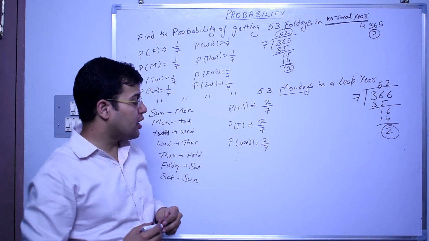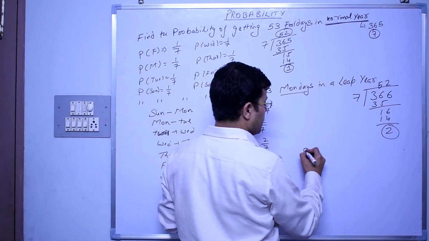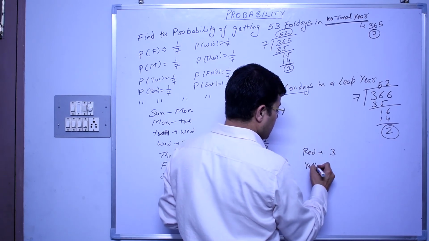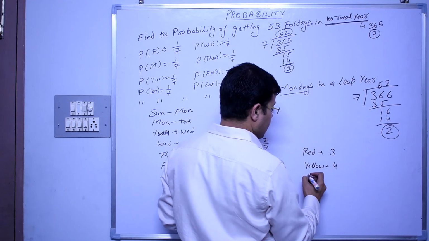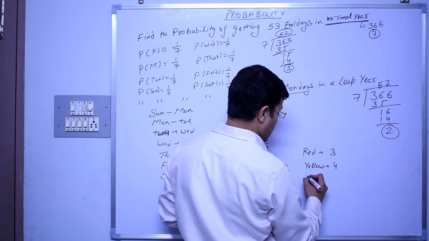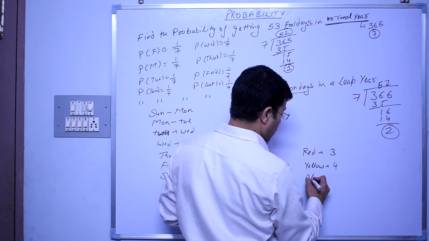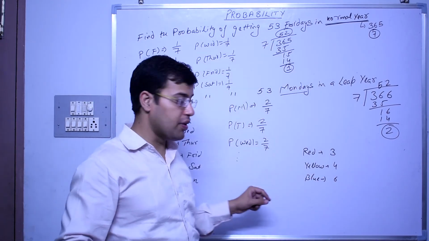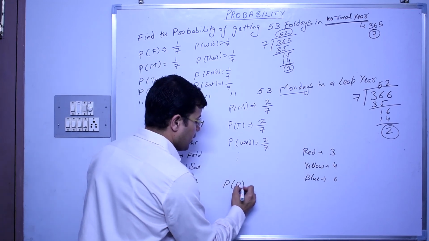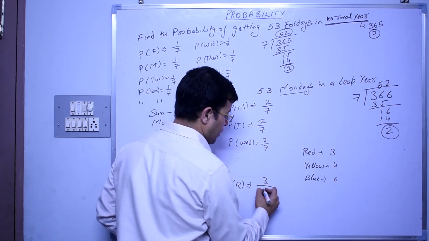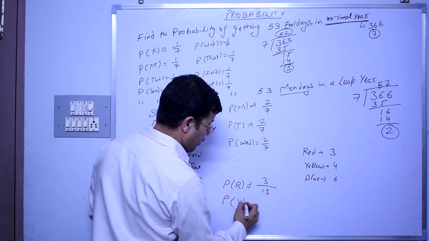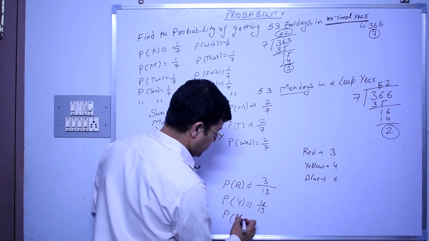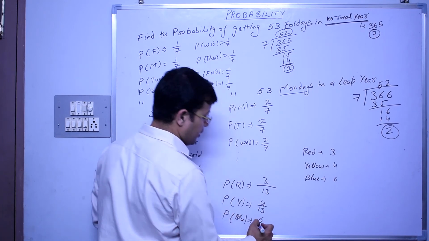Right? Then we have some common questions, like if you have 3 red balls, you have 4 yellow balls, and then you have, let's say, blue balls, right? Let's take them 6. So how many balls will be red? So if we ask you probability of getting a red, this shall be 3 by 13. Probability of getting a yellow ball, this shall be 4 by 13. Probability of getting a blue ball, this shall be 6 by 13.